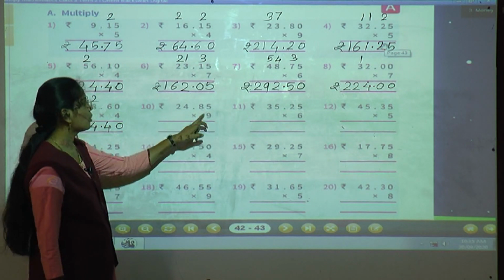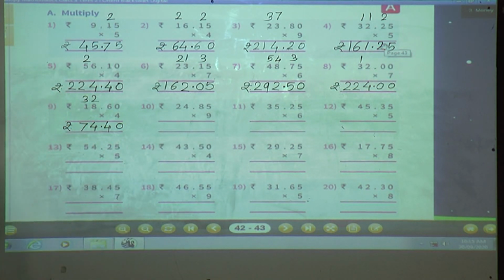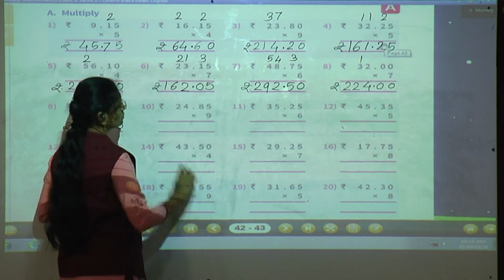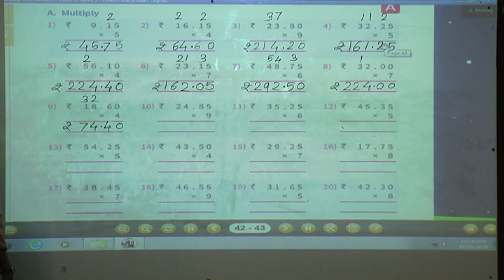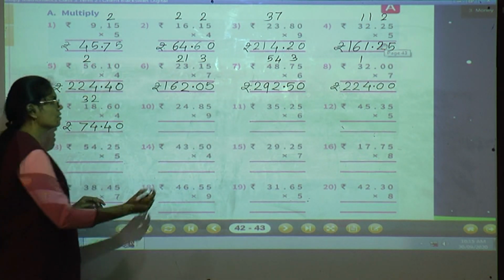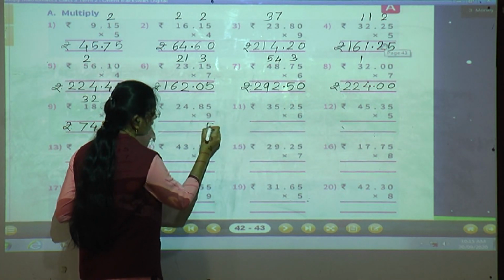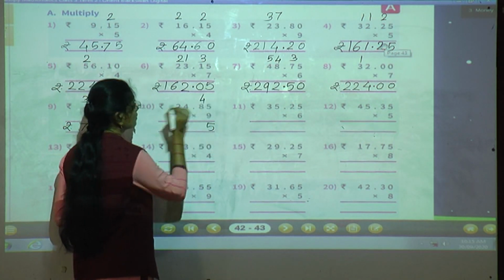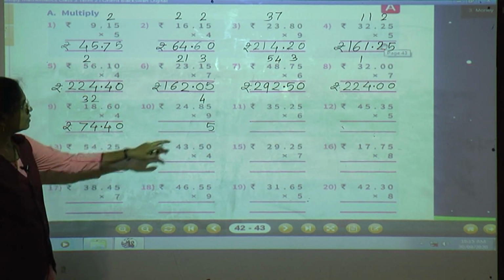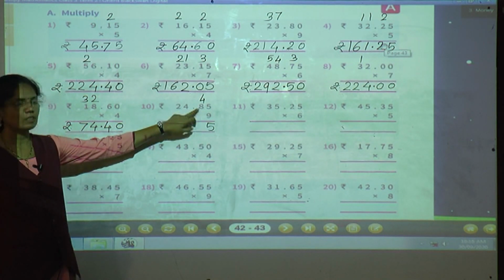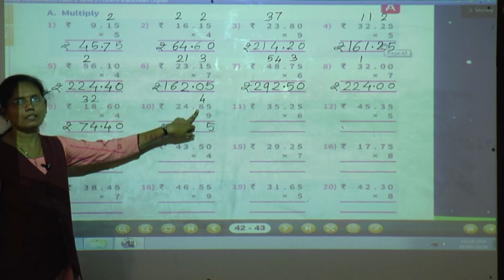Rupees 24.85 into 9. Yes, 9 into 5. 9 5s are 45. So what will we write here? 5, and 4 as a carry. Then 9 into 8. 9 8s are 72.